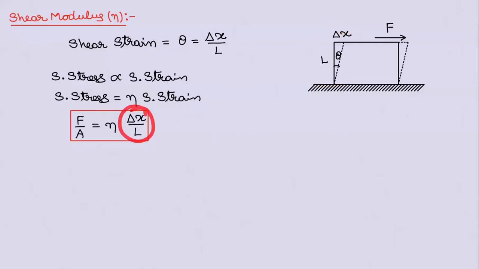Again, strain doesn't have any units. Stress has force by area. Eta also will have force by area, so Newton per meter square. That's it. In this regard, if I check the entire previous year mains book, only one question is given. That is question number 32. That you can solve.